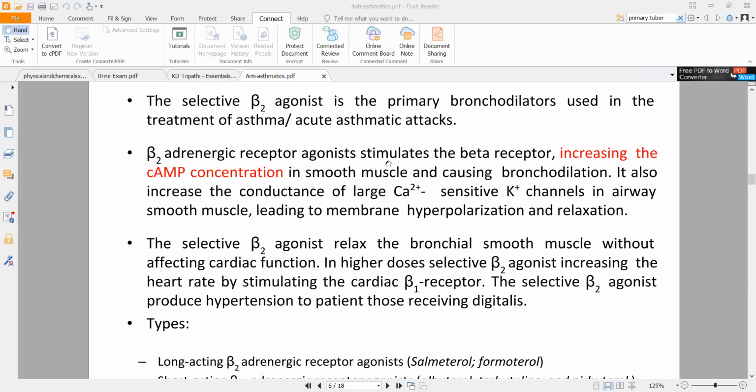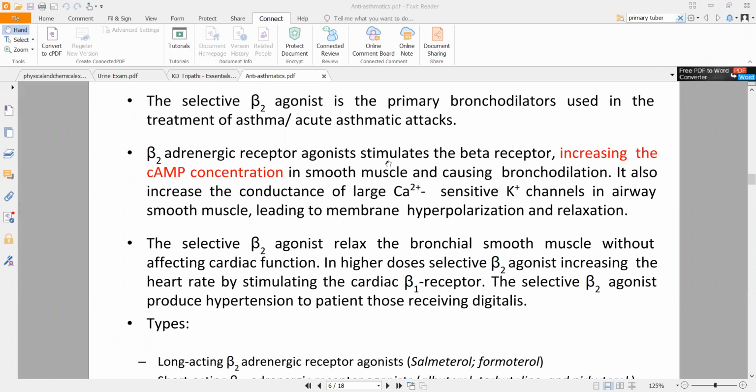Okay. Another thing these beta 2 adrenergic agonists do, other than bronchial smooth muscle relaxation, is that they will not affect cardiac function. So if you remember, I told you that beta 1 receptor has cardiac function. Beta 1 type of adrenergic receptor is present in your heart. Beta 2 is present in your lungs.